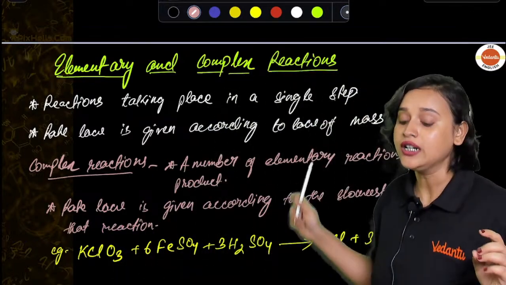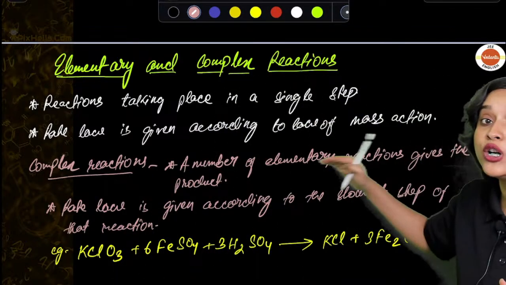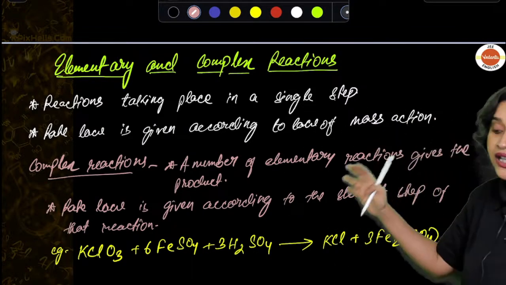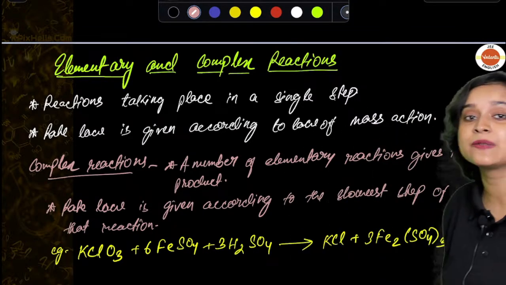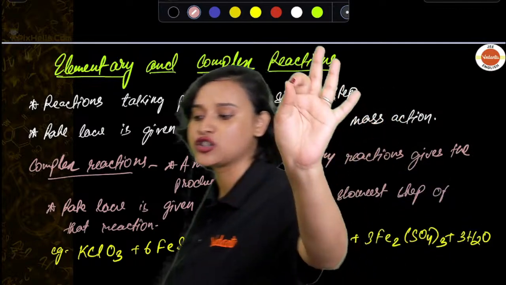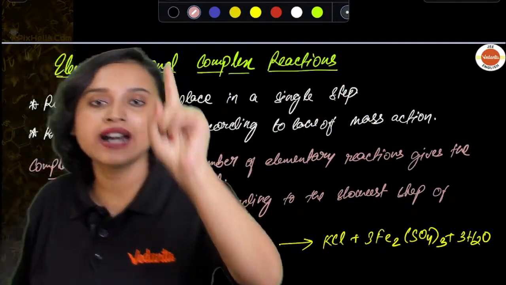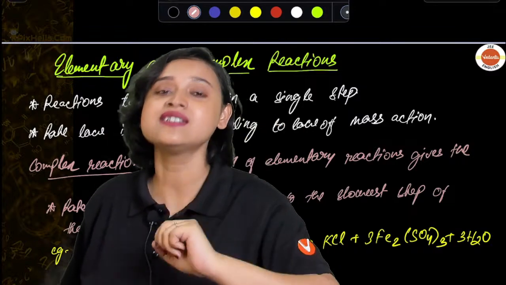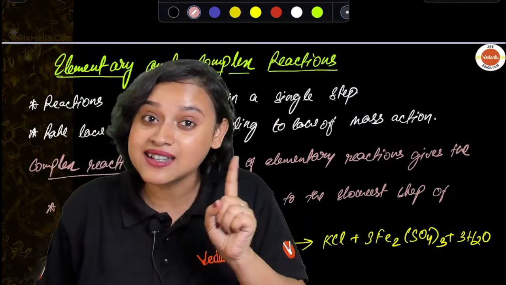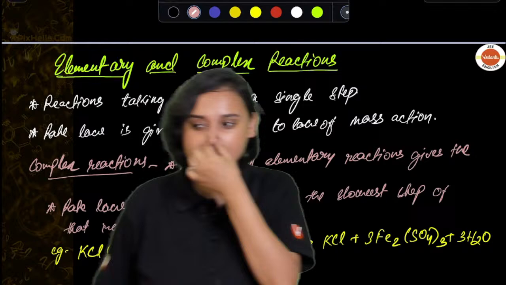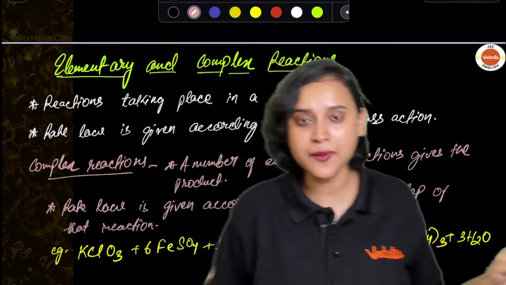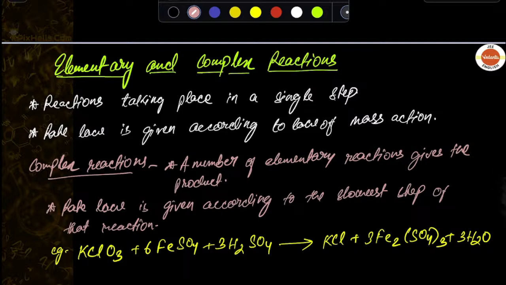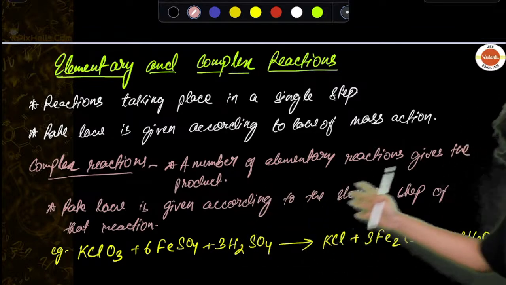Okay. All right. In complex reactions, there are a number of elementary steps involved, okay? And here the rate law is given as per the slowest step. The slowest step is also called the rate determining step, or as we like to abbreviate it, RDS, not RDX, RDS, okay? We have RDS here. Now this is an example of a complex reaction. All right, this is an example of a complex reaction.